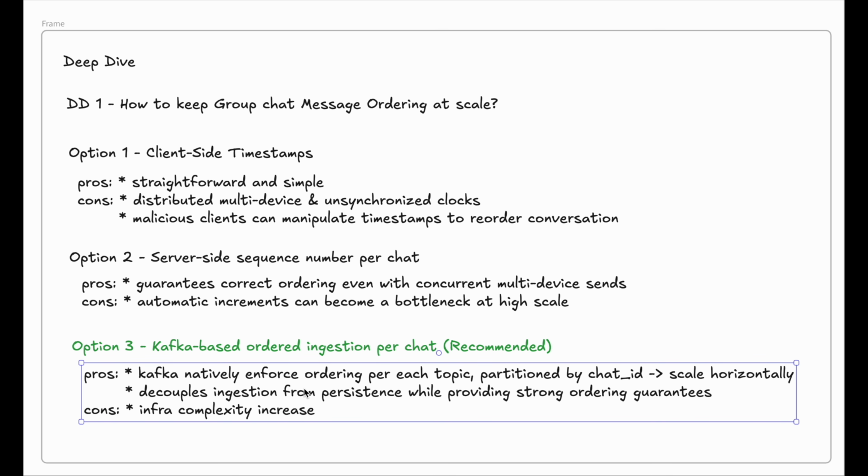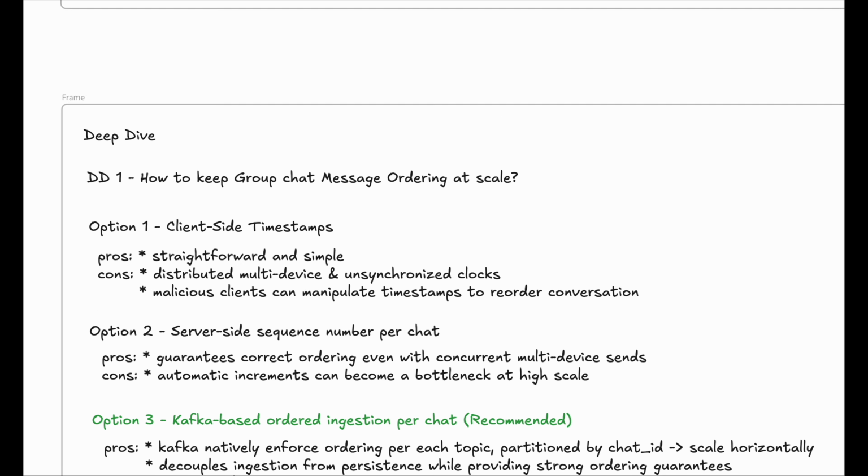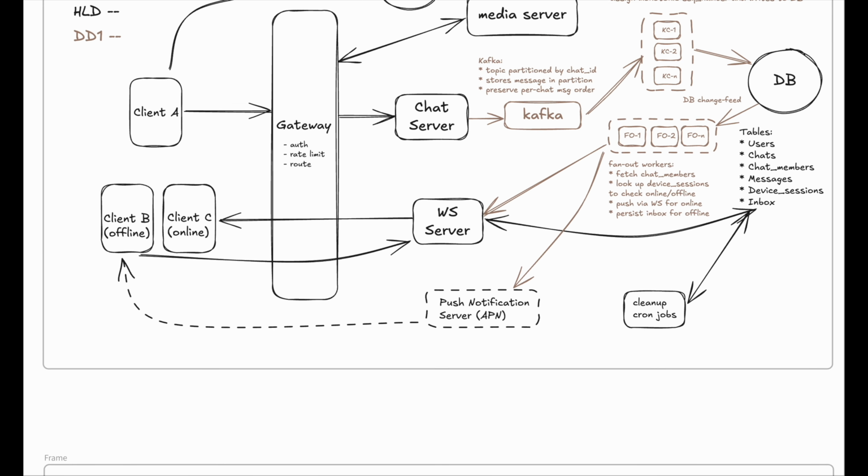A consumer service reads from each partition, assigns a sequence number, and writes the message into the database in order. And this architecture scales horizontally because as chats grow, more partitions can be added. So the only con that we can think of is that it introduces infrastructure complexity for the whole system. But above all, based on the trade-off discussions, we apply option 3 here in our high-level design in deep dive number 1.